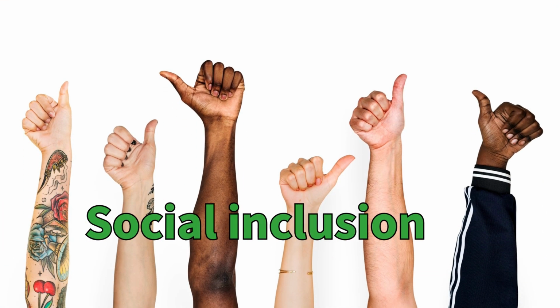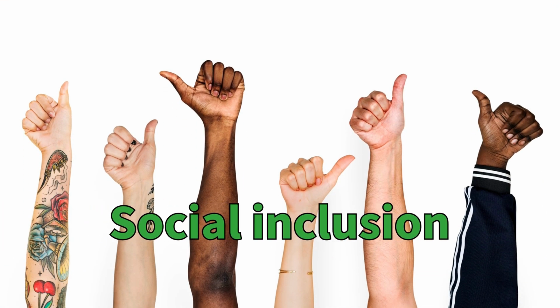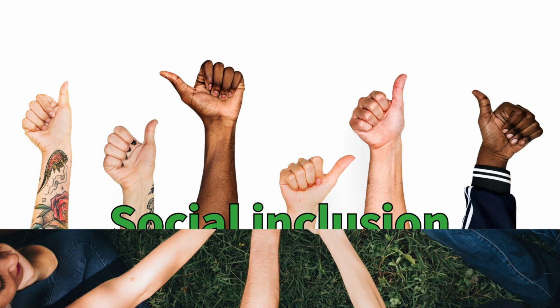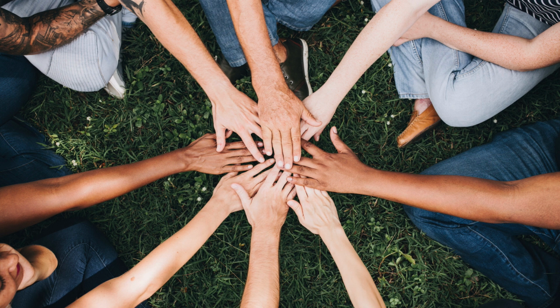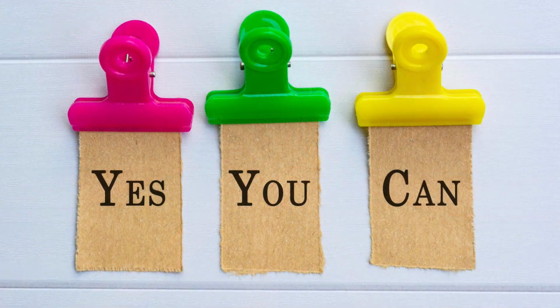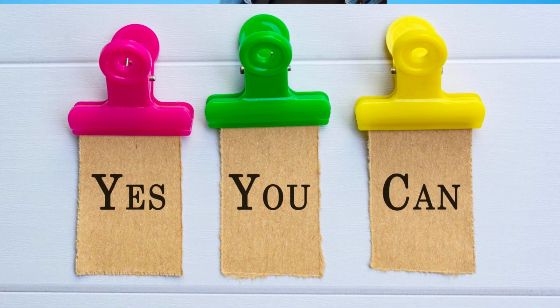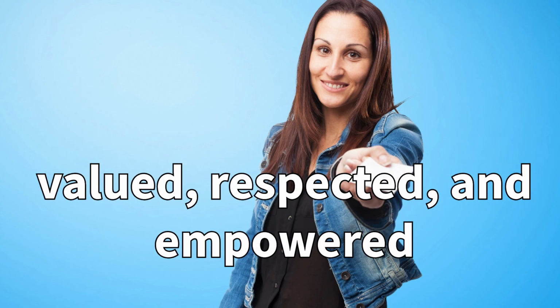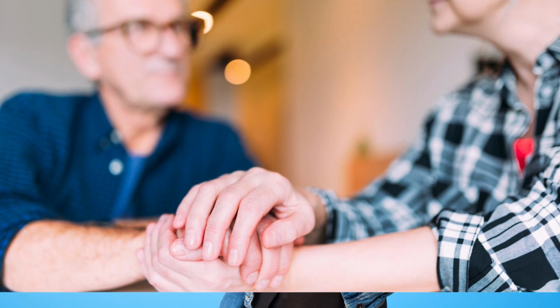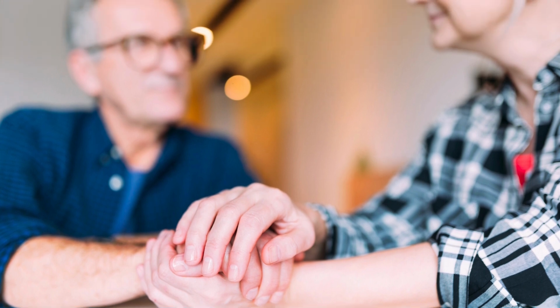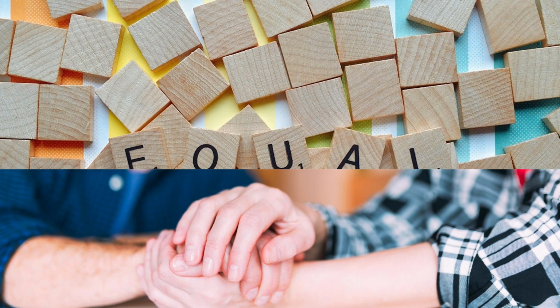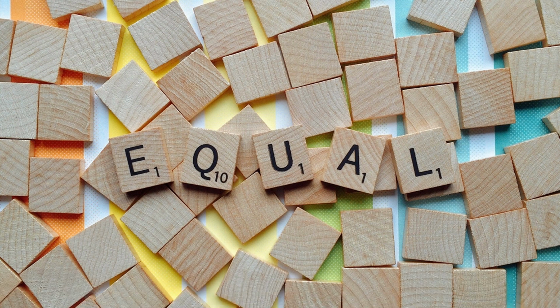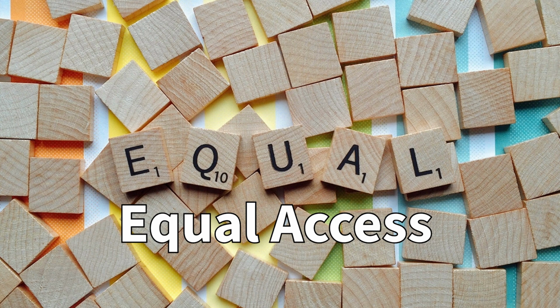Social inclusion refers to the process of ensuring that all individuals and groups within society have equal opportunities to participate fully in economic, social, political, and cultural activities, regardless of their background, identity, or circumstances. It aims to create a society where everyone feels valued, respected, and empowered to contribute to and benefit from social and economic progress. Key elements of social inclusion are equal access.